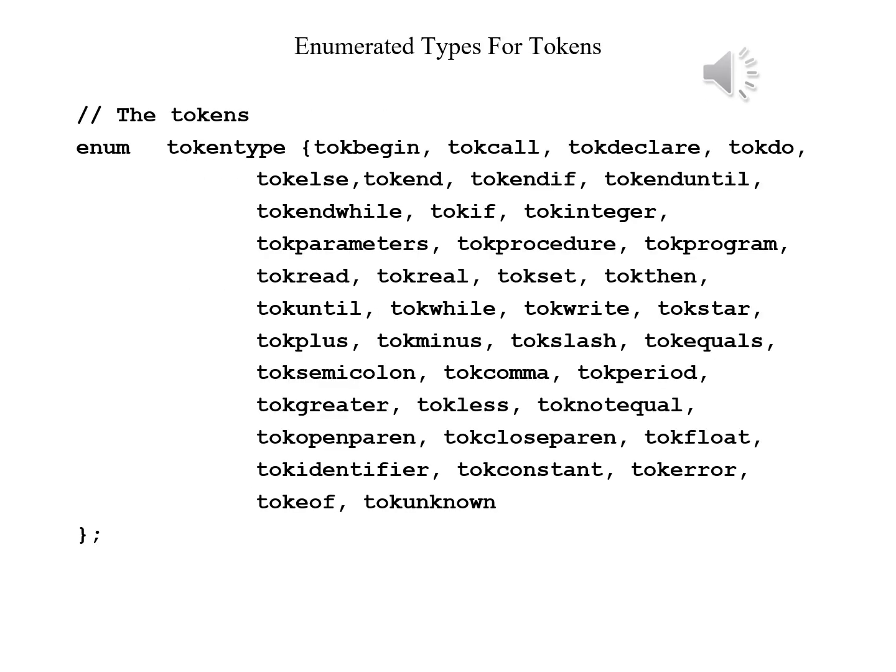This slide shows all of the tokens in the JSON language, which consists of the token's name preceded by the letters T, O, K. The compiler gives these numeric values starting with 0 for tok begin, 1 for tok call, and so on.